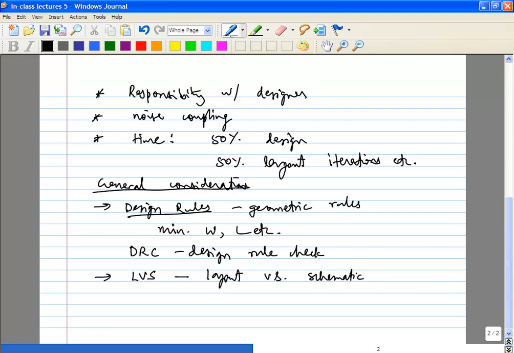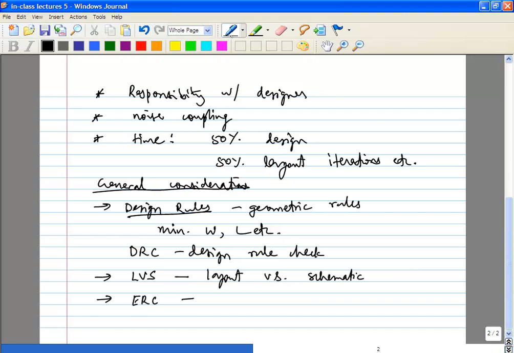Then you do something called LVS. This is called layout versus schematic. So what this does is, let's say you have forgotten to connect the bulk of a transistor. When you lay out, you don't want to send it off to the foundry like that, because the transistor is not going to work properly. So what it does is it compares the electrical connections between the schematic and your layout, and makes sure that things are exactly the way you want it.